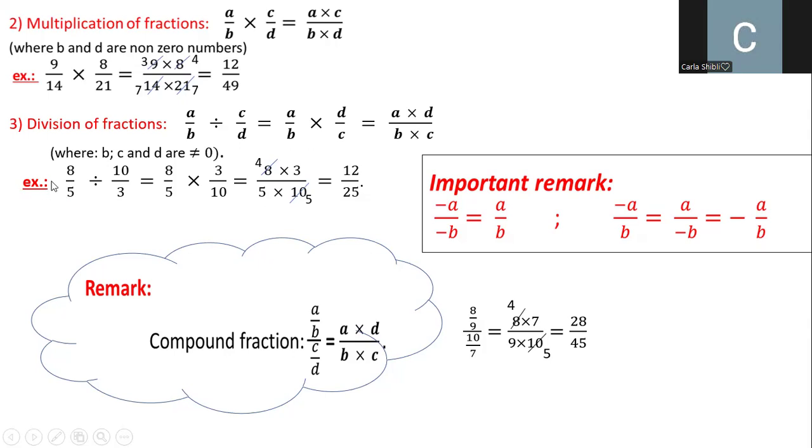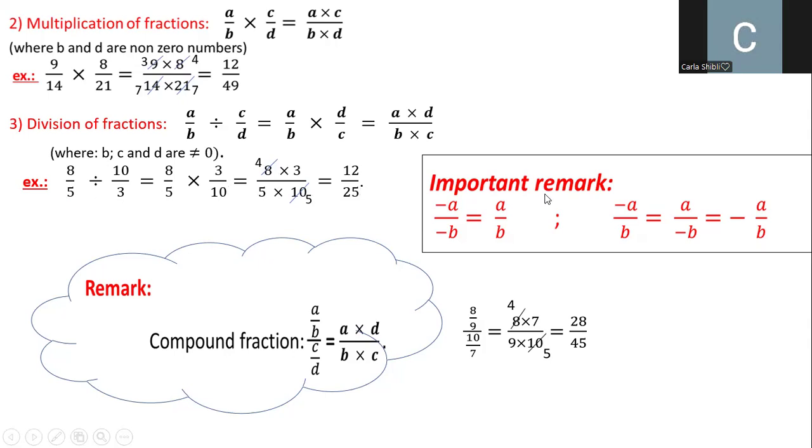For example, 8 over 5 divided by 10 over 3. So I write 8 over 5, division is changed into times. The reciprocal of 10 over 3 is 3 over 10. Now I have multiplication. I write 8 times 3 over 5 times 10. We can simplify 8 and 10, up by 2, down by 2. We cannot simplify 3 and 5. So I multiply 4 times 3 is 12 and 5 times 5 is 25.